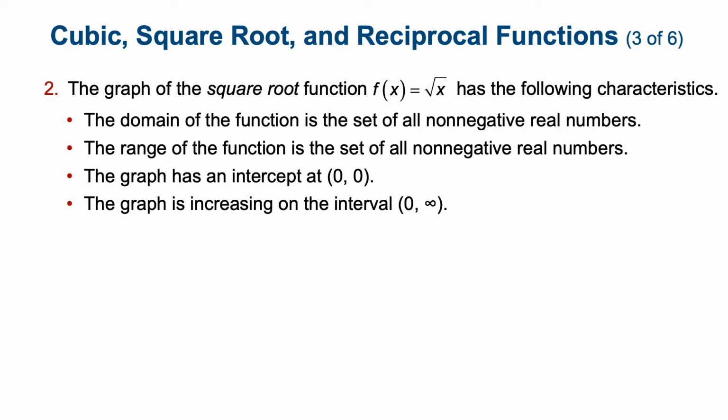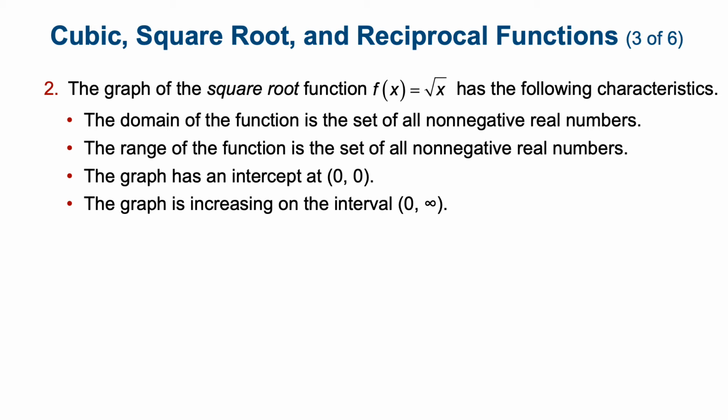Okay. Next one is the square root function. What are the characteristics of the square root function? Well, the domain is the set of all non-negative real numbers. So what that means is that x can be greater than or equal to 0, because when you say non-negative, you're including 0. The range is also all non-negative real numbers. The graph has an intercept at (0, 0), and the graph is increasing from 0 to infinity.